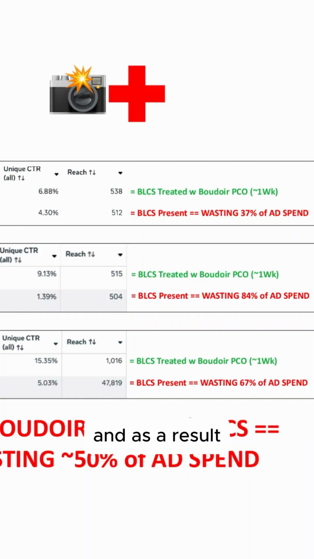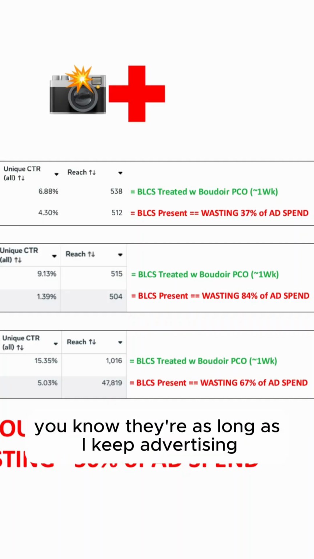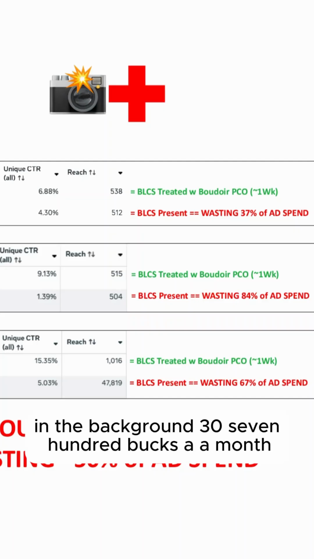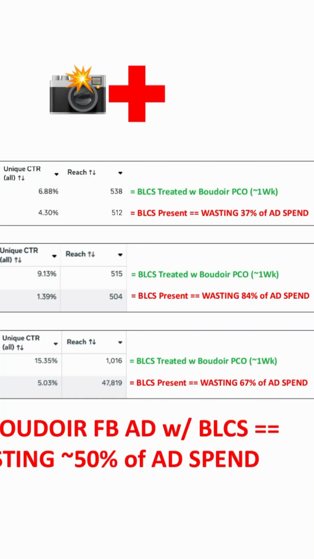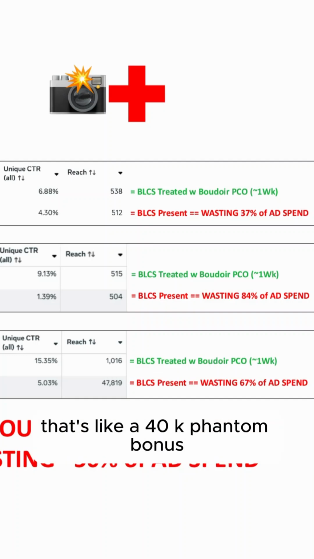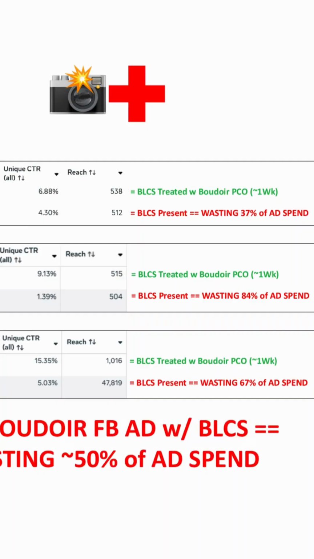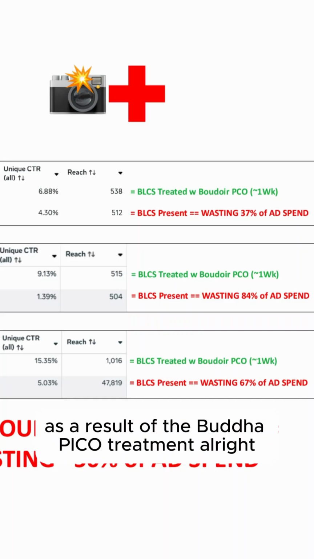As long as they keep advertising, they're getting this phantom bonus in the background, $3,700 a month every single month. And at the end of the year, that's like a 40K phantom bonus that stayed in their pocket that they didn't have to spend out of pocket as a result of the Boudoir Pico treatment.